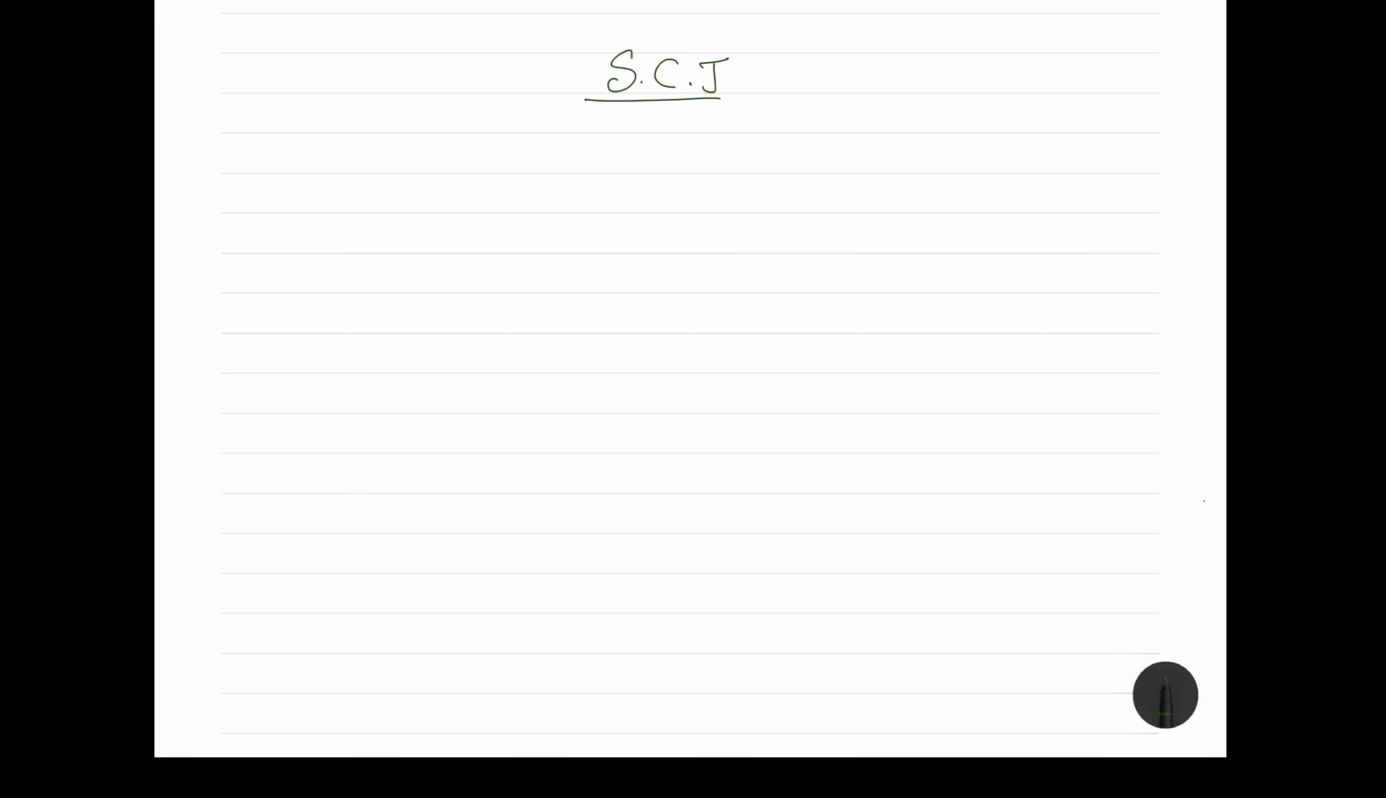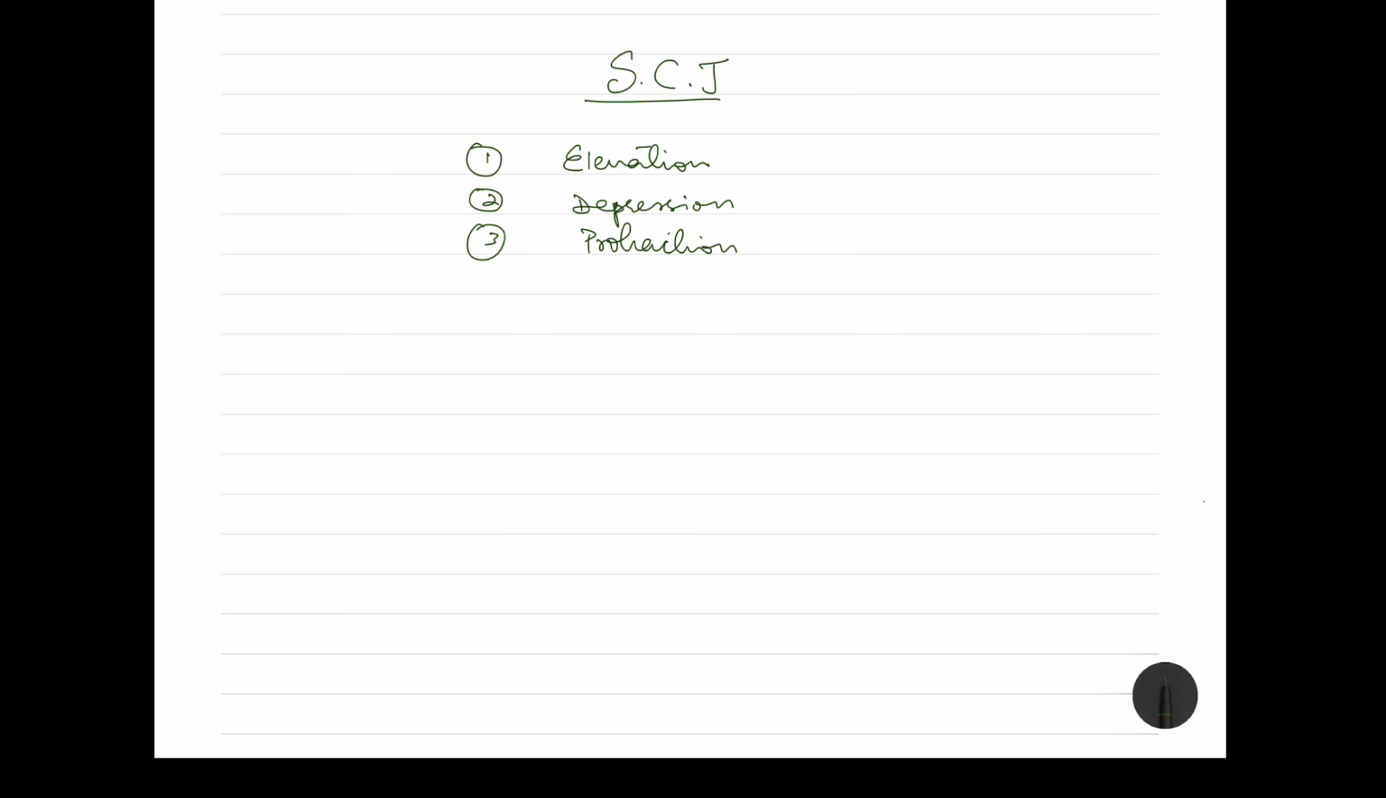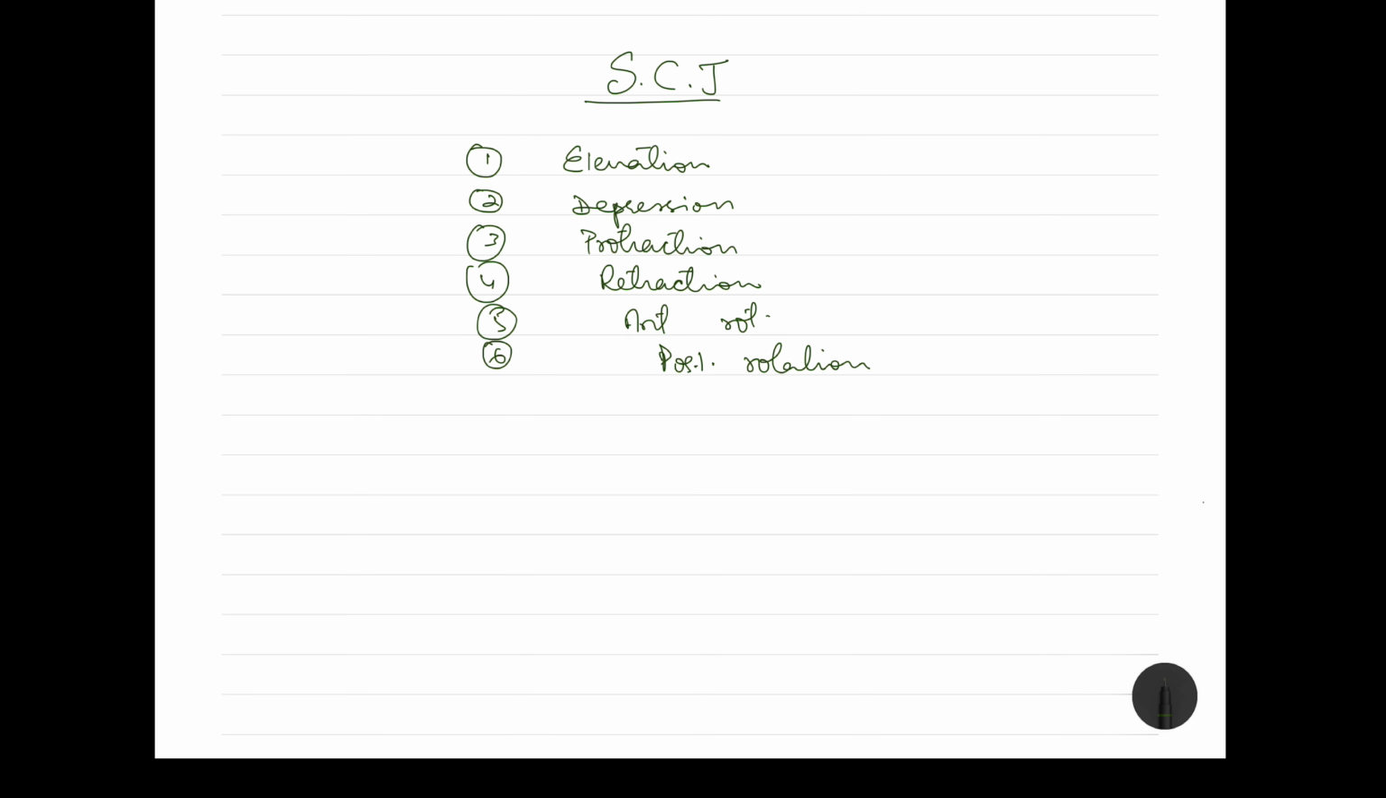Basically there are 6 movements in the sternoclavicular joint, which are elevation, depression, protraction, retraction, and anterior and posterior rotation. So these are the 6 movements which occur in the sternoclavicular joint. Now we are going to talk about the kinematics of these movements.